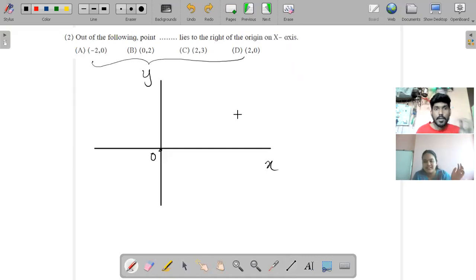Okay, that was just a guess. Let's see. One second, let me just confirm. The origin on the x-axis will be 0 and right of 0 will be somewhere here, positive. So 0, 2. Yeah, that's correct.